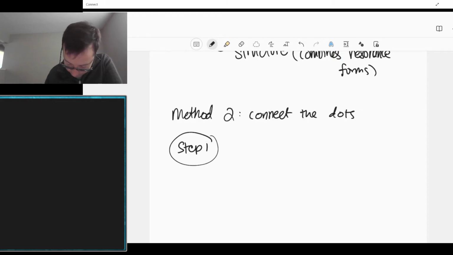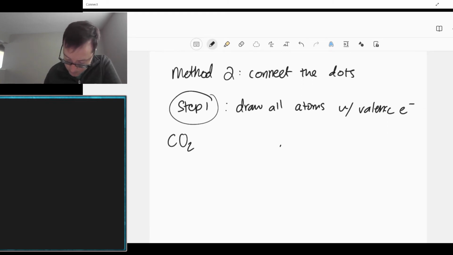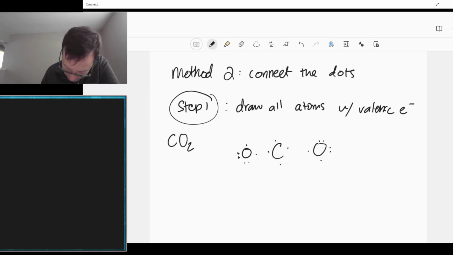So step 1 is draw all atoms with their valence electrons. So if we are going to do CO2, we're going to draw all these atoms with their valence electrons. Doesn't matter how you draw them. I'm going to just draw them this way because that's going to help us out in a little bit.